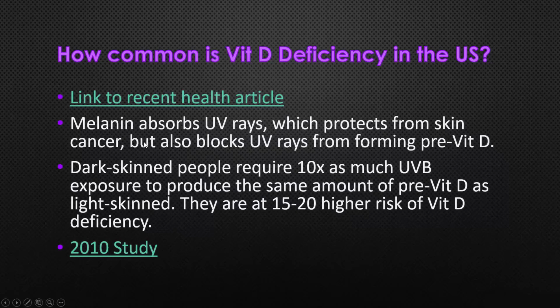Melanin protects from skin cancer, right? But there are trade-offs here. It also blocks UV rays from forming that pre-vitamin D. So dark skin would require 10 times as much UVB radiation to produce the same amount of pre-vitamin D. So we all need more sunlight, I think, in general.